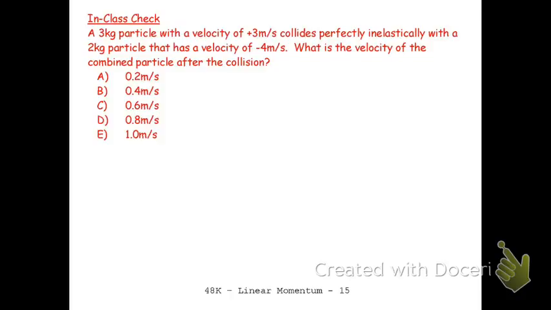A 3 kilogram particle with a velocity of 3 meters per second collides perfectly inelastically. So there's my 3 kilogram mass, and I used plus 3 meters per second. It collides perfectly inelastically with a 2 kilogram particle with a velocity of minus 4 meters per second. And what's the velocity of the combined particle? I'm being really kind there. I'm really emphasizing it.